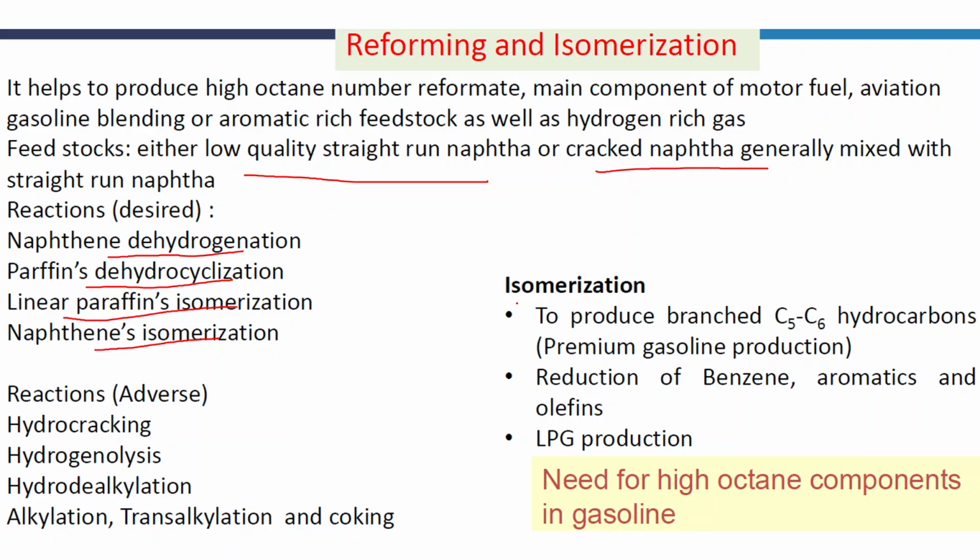And the other technique is isomerization, which is basically the reformation of the structure. As we know, isomers are compounds with the same formula but different structure. So the structure is rearranged, giving isomers of the same product to produce branched C5 to C6 hydrocarbon, premium gasoline production, reduction of benzene, aromatics and olefins, and LPG production. So this is basically done when we need high octane components in gasoline.